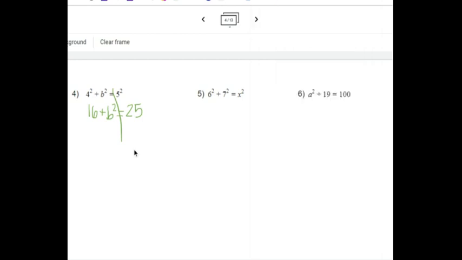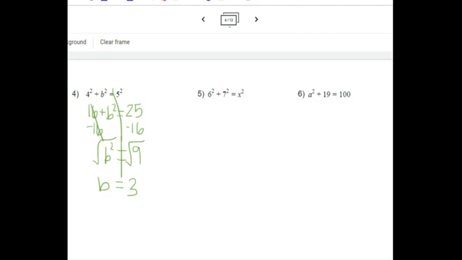From here, I can subtract 16 from both sides because I want b by itself. That's the variable I'm solving for. So b squared equals whatever 25 minus 16 is. And now that I have b squared by itself, I can take the square root of both sides, and I get b equals 3. That's the long way.